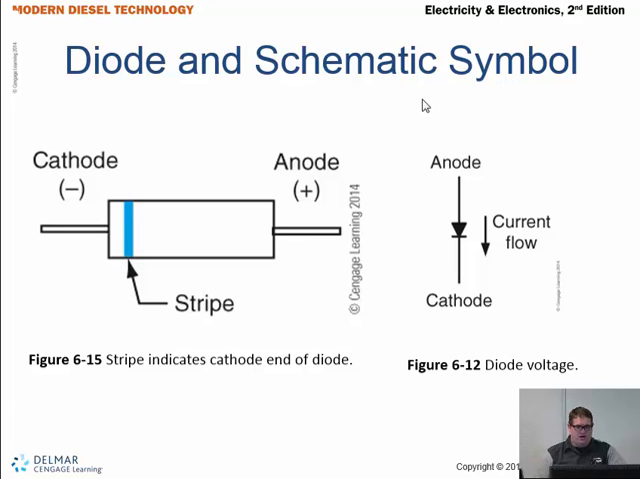All right, so here's our diode schematic symbol. So here's our cathode, and again, it's our negative, and our anode, which is positive. And the stripe indicates the cathode end of the diode. Now, that's great, but we don't typically see these diodes often. They're not out in the open where we can read them. So what we're usually reading is this right here.